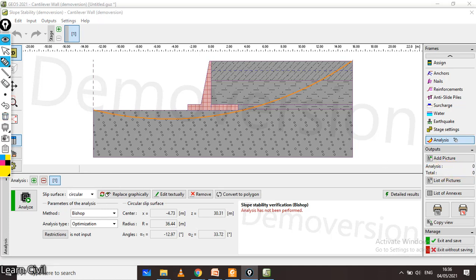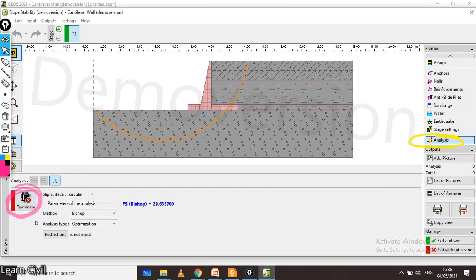One option is there, analysis. Just click on this particular analysis and click here on the analyze option. You have to click here on the analyze option. Just click here. Okay, the stability analysis will start. You have to just wait until this process is completed.